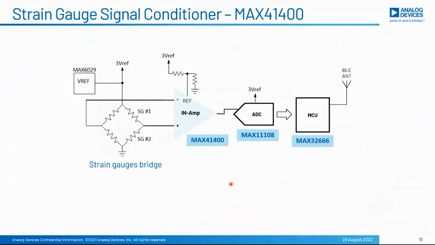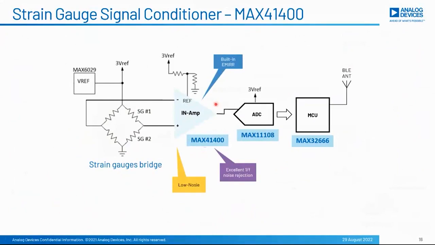The signal chain utilizes MAX41400, which is a low-power precision instrumentation amplifier with programmable gain option. This instrumentation amplifier is an ideal device for strain gauge application with very high input impedance and built-in EMI filters. It also utilizes chopper stabilization so as to zero out any drift in the offset voltage and eliminates 1/f noise, which is typically found in CMOS amplifiers.